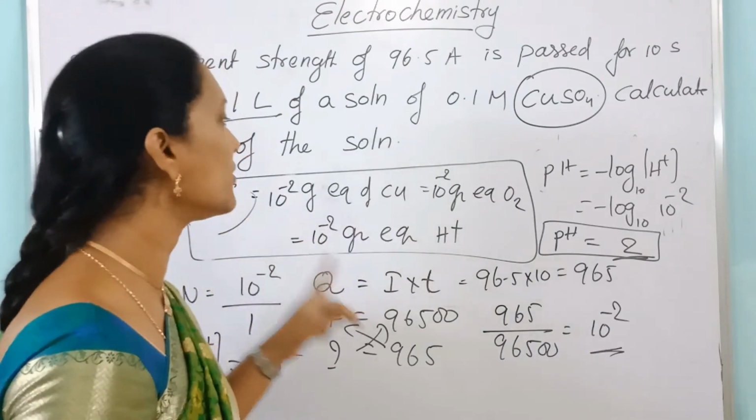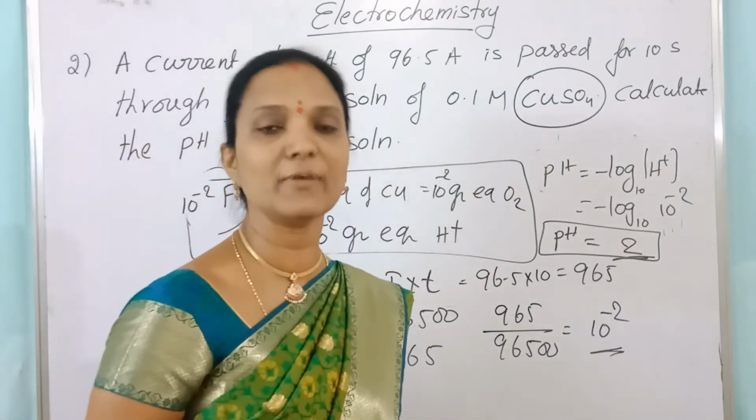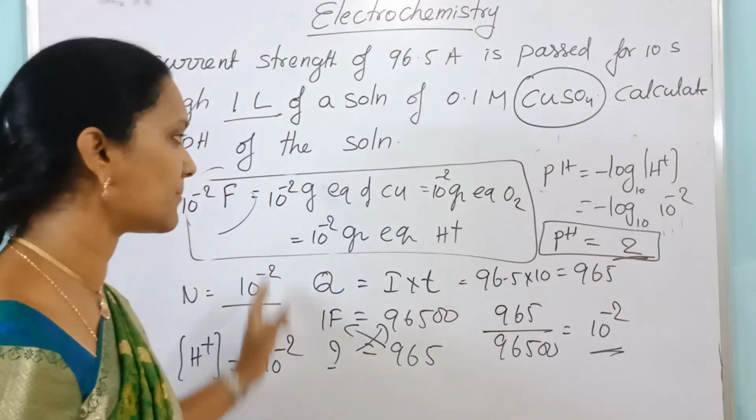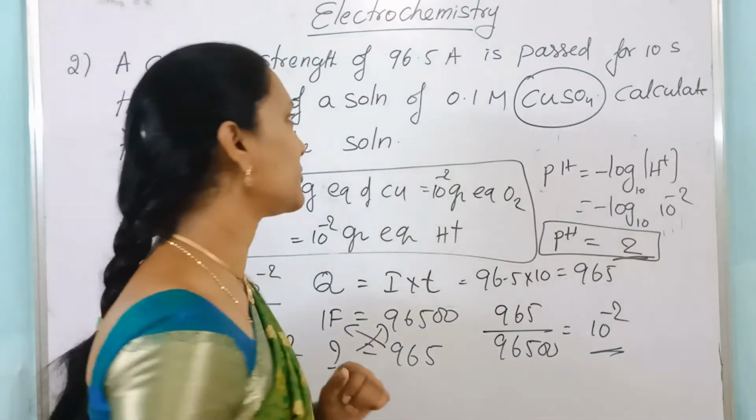So what is the relation here? 1 Faraday gives 1 gram equivalent of H plus or OH minus. Based on that we can solve. Okay. So come to the next problem.